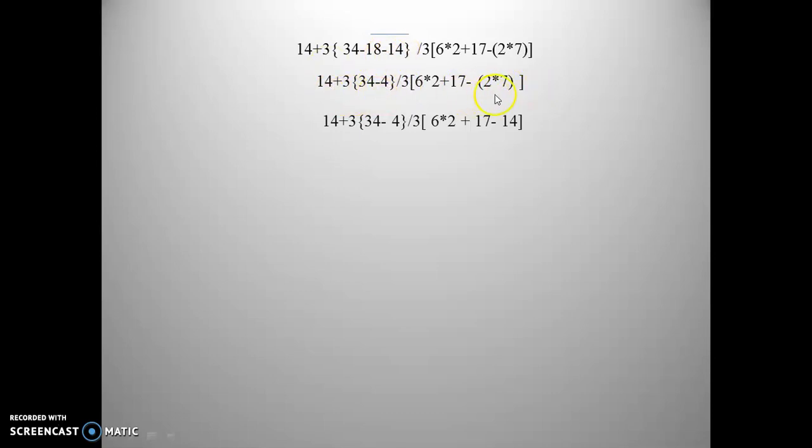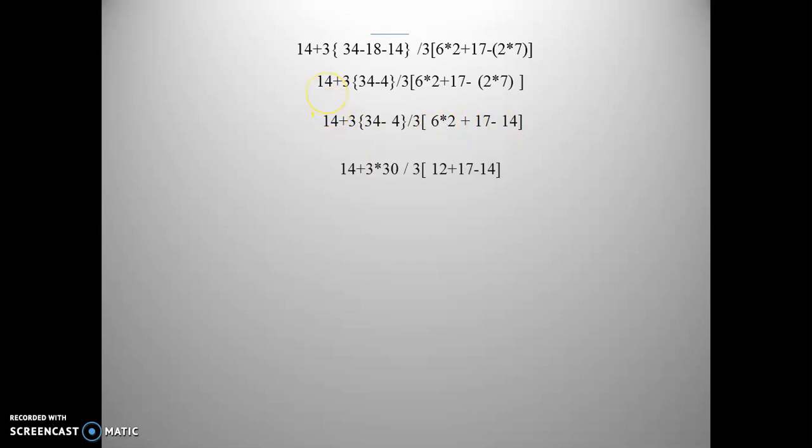We have solved this line bracket. After that, we will solve this round bracket. 2 into 7, 14. Again, all the digits will be the same. After that, we will solve this curly bracket. 34 minus 4 is equal to 30. And here you are seeing in the square bracket, there are 3 things. So first we will solve which sign? We will solve this multiply sign, 6 into 2.